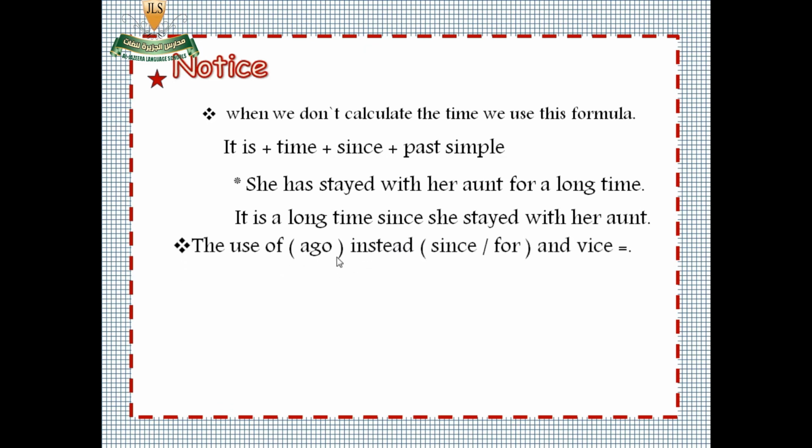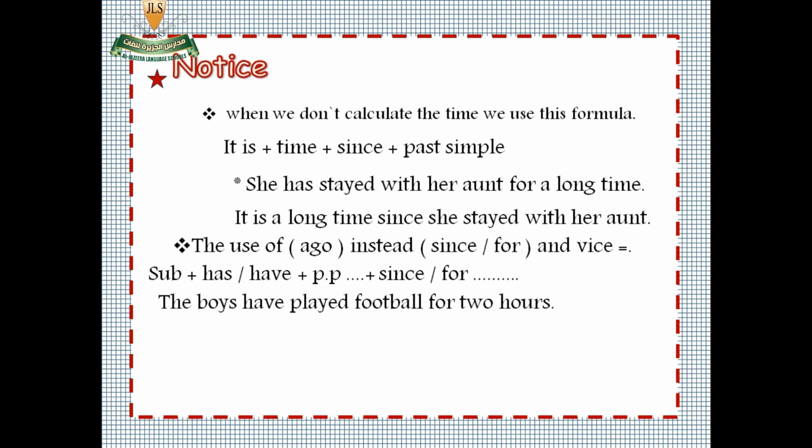The use of ago instead of since or for and vice versa. I can use since or for. I don't want to use since and for, and I want to use ago. So how will I use it? Subject plus has or have plus the past participle plus since or for, and I will complete. For example, the boys have played football for 2 hours.